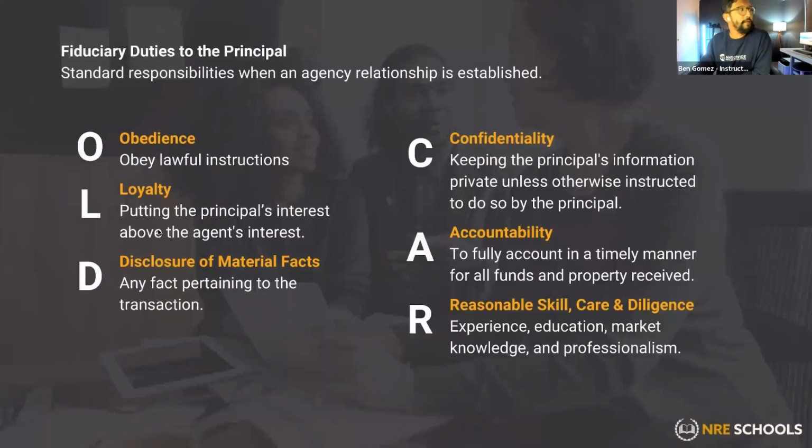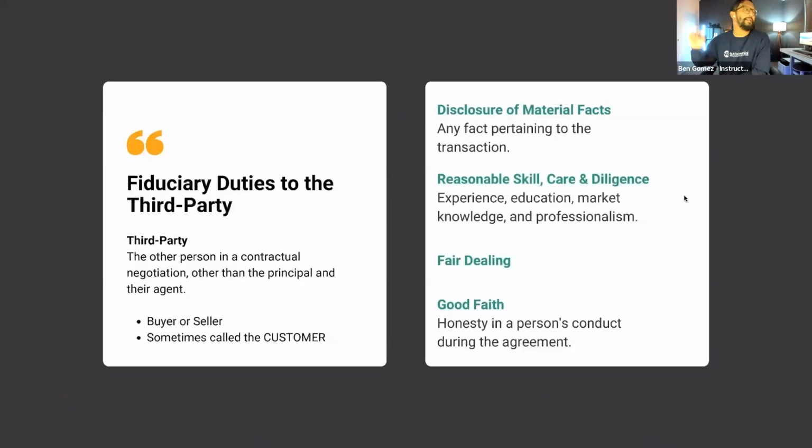OBEDIENCE, loyalty, disclosure, confidentiality, accountability, reasonable skill, care, and diligence. So don't forget, we as agents have our principal, our client that we're representing. We still owe the other party the same duty as well.